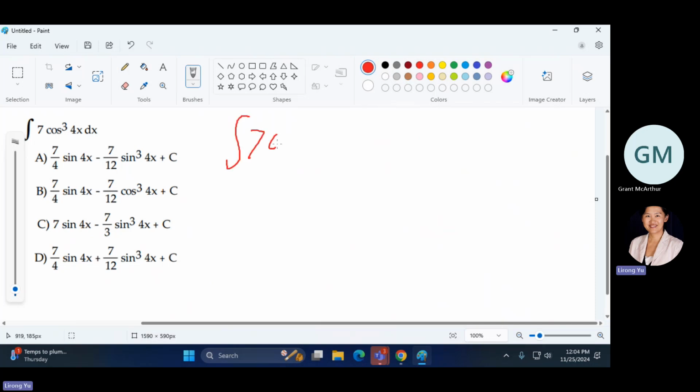You have 7 cosine square for x, and then there was a cosine odd power, so you take a cosine for x to the side. Okay. So why do we take one aside? Because that could be the du. Okay, so that combined with dx, that's the whole point of the substitution method.